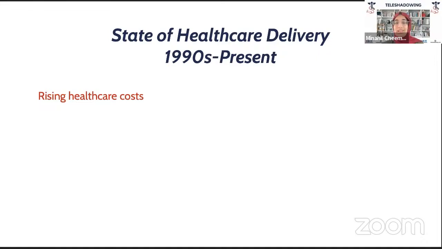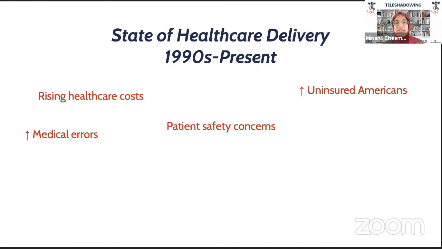As we know, there were rising healthcare costs as medications and science advanced. It led to rising healthcare costs in the US. This led to patient safety concerns. There was also an increasing number of uninsured Americans. Remember, that's why the Affordable Care Act was passed in 2007. That led to an increase in medical errors because of rising healthcare costs and patient safety concerns, and we wanted to know why.